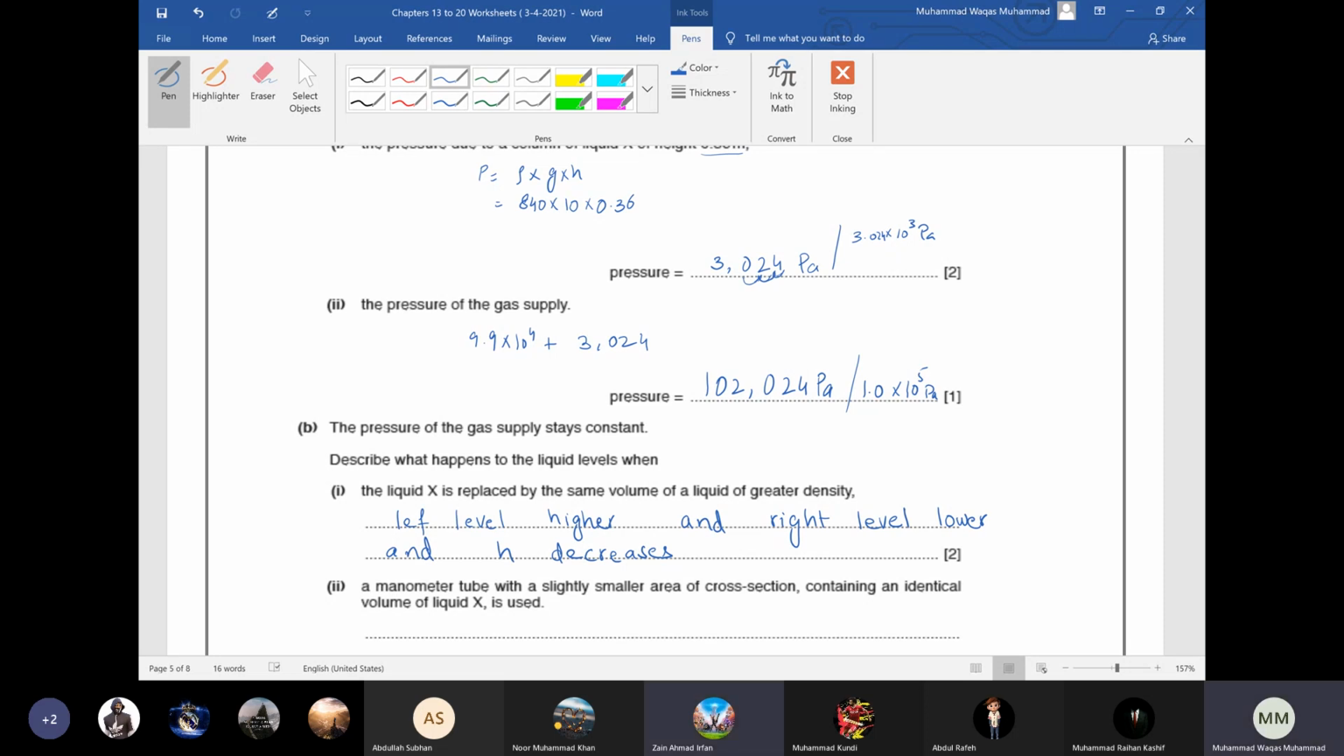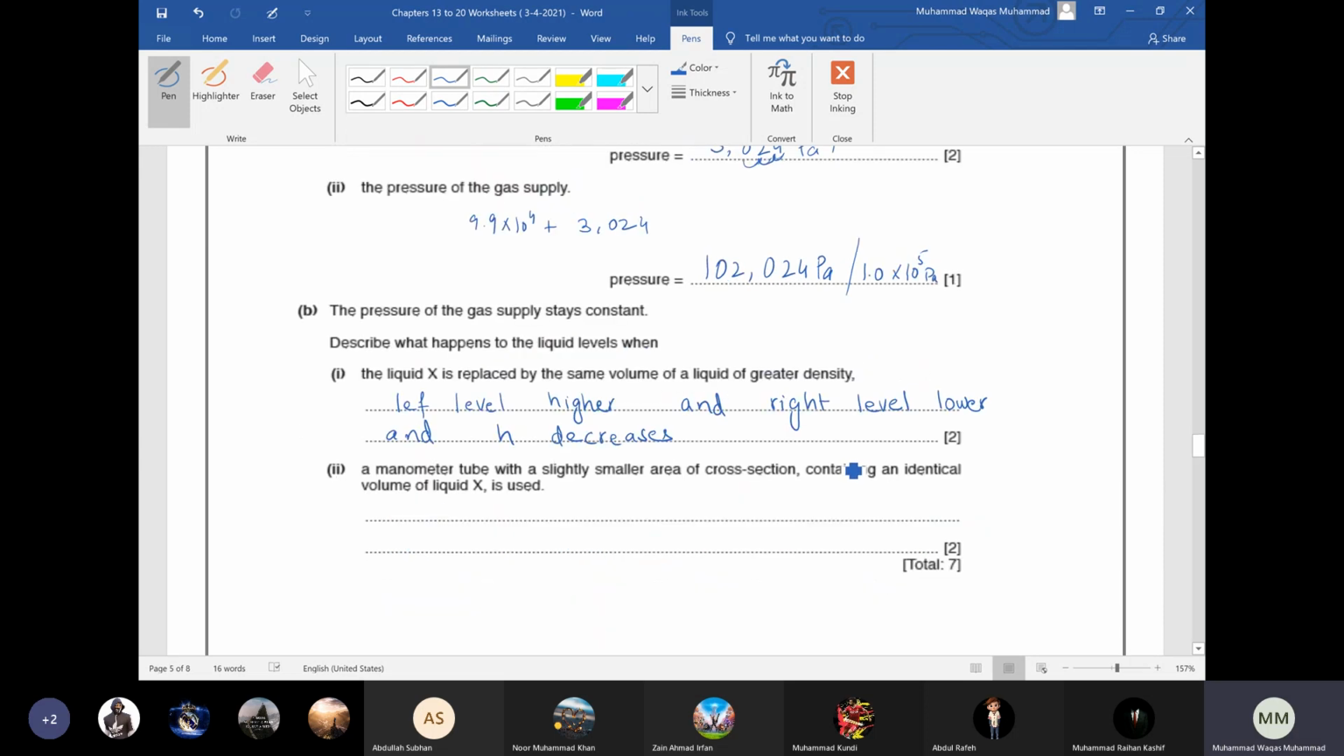Yes, sir. Clear, sir. Next question, beta. A manometer tube with a slightly smaller area of cross section containing an identical volume of liquid X is used. Now, an identical volume of liquid X is used, but the tube of the manometer is narrower. It has a smaller cross sectional area. Right, beta? So, can anyone tell what will happen?